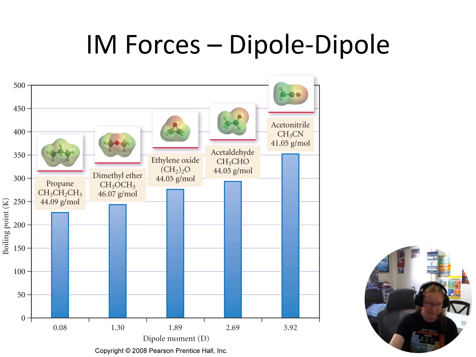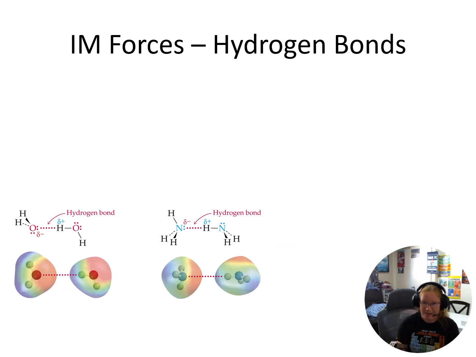Now let's talk about my personal favorite, hydrogen bonds. These are a very special type of intermolecular force. You have to have a hydrogen that is bonded to a small, highly polar atom, such as nitrogen, oxygen, or fluorine.